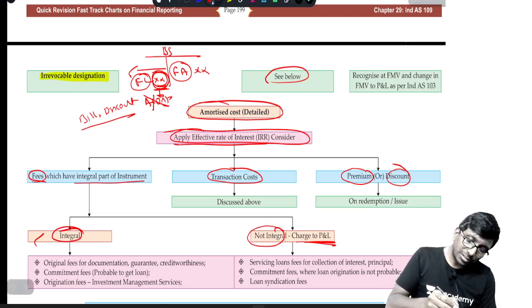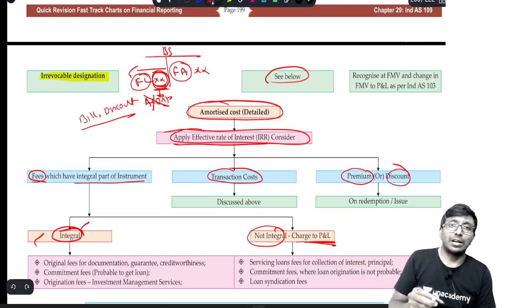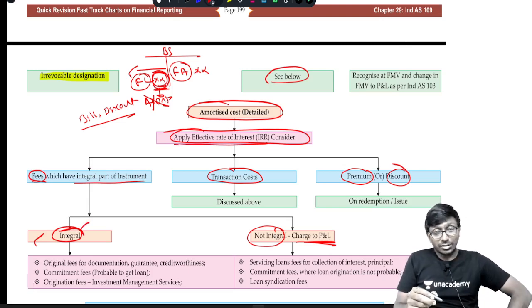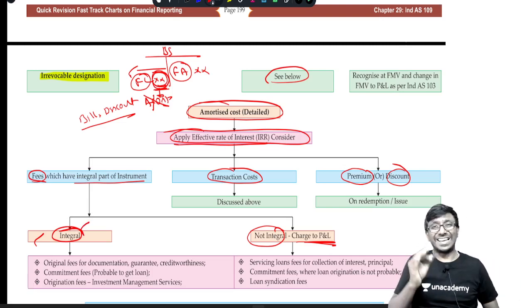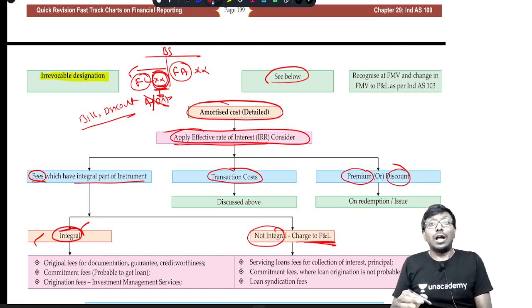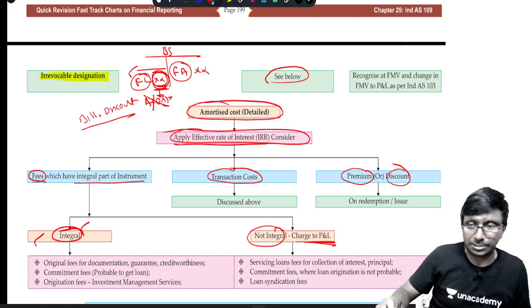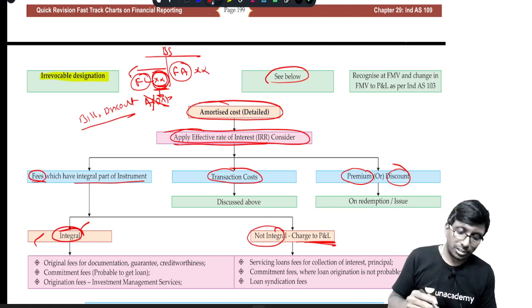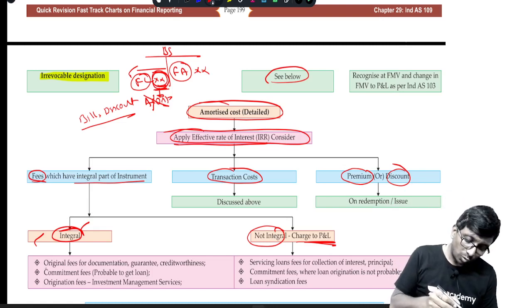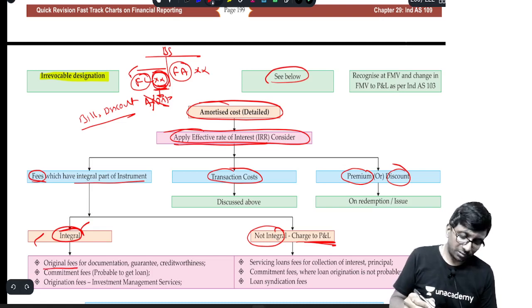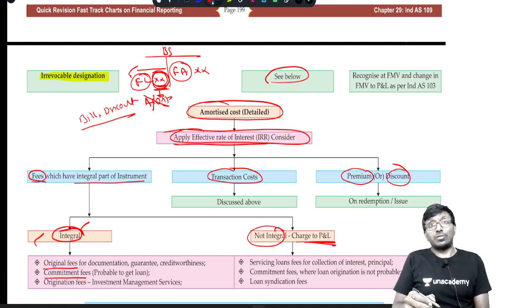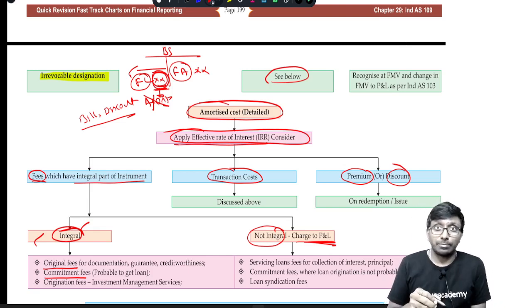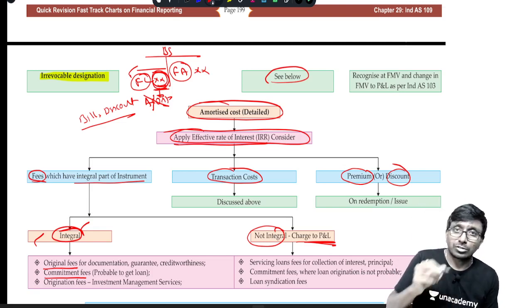Integral in the sense means what? Incremental, in another way. We have incurred this because it is directly attributable to the arrangement of a financial liability. Please consider that. That is origination fees and commitment fees. Because the banker is giving a commitment, then you are supposed to consider it.